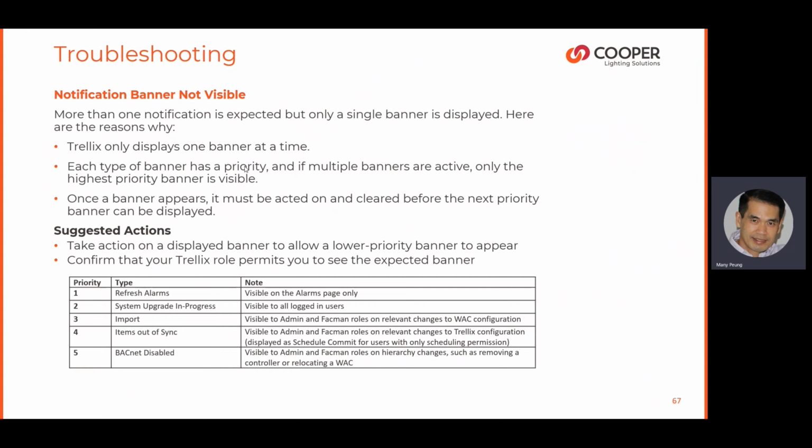The table below here shows the priority sequence, which one has the highest priority and which one has the lowest priority, from top to bottom. The refresh alarm is the highest priority, then system upgrade in progress, import item out of sync, and BACnet disabled. So if all of them happen at the same time, you're going to see the banner with the refresh alarm. Once you clear this one, the next one will show up, and it keeps going down the list.